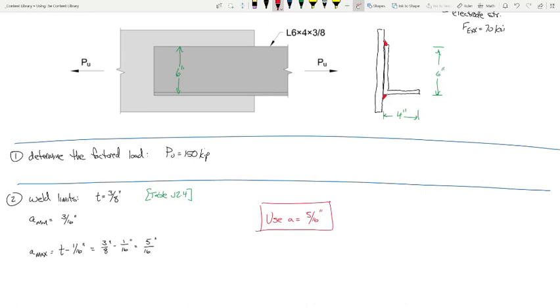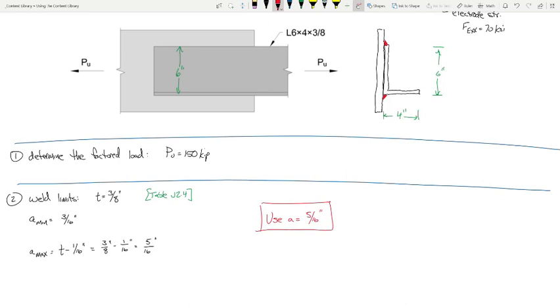And so to be clear, if A min was 1/4 of an inch and A max is 3/8, use 5/16, right? What if it was between 3/16 and 1/4? What do we use? We use the 1/4, right? That's the one we use.